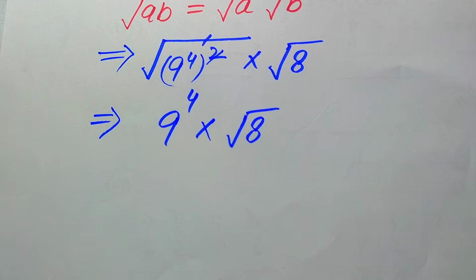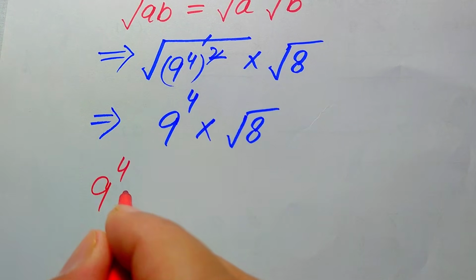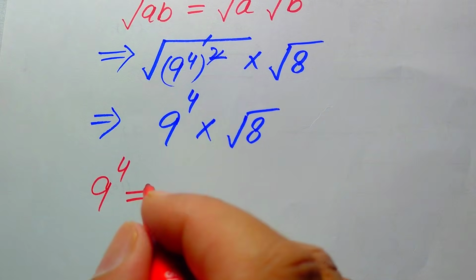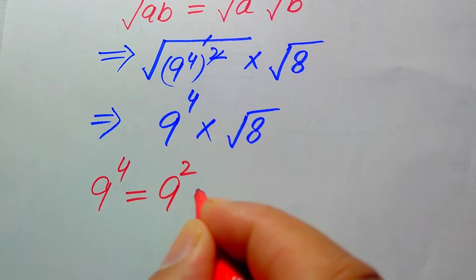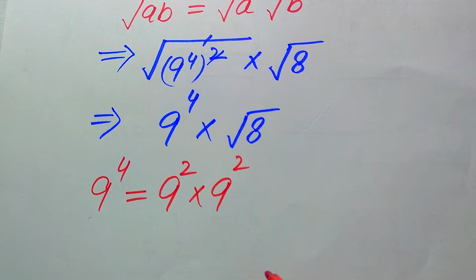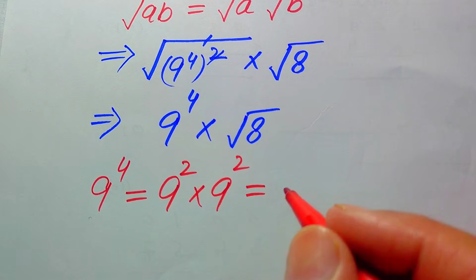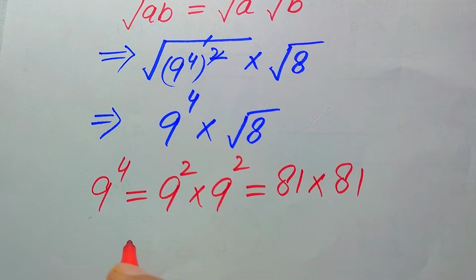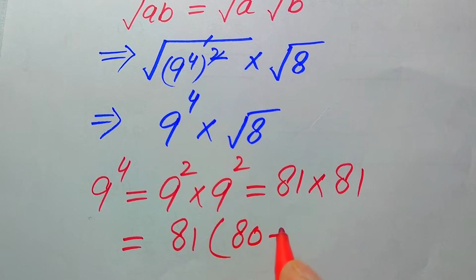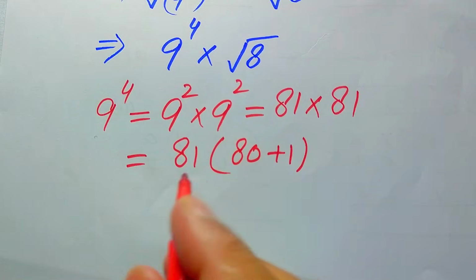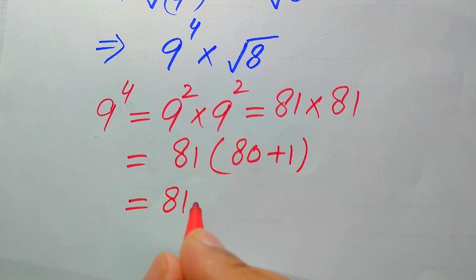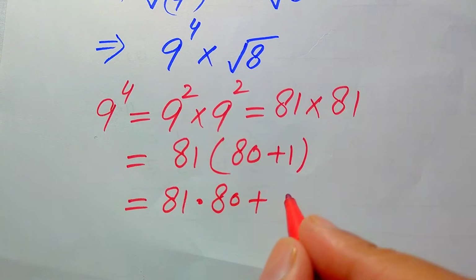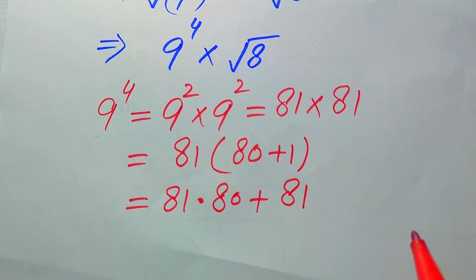In order to find the value of 9 to the power of 4, we first copy down this value here. The meaning of 9 to the power of 4 is that we multiply 9 to the power of 2 with 9 to the power of 2. Further, you see that 9 squared becomes 81 multiplied by 9 squared becomes 81, and here we break this 81 as 80 plus 1. Now we multiply 81 on both of these values, and we get 81 multiplied by 80 plus 81 multiplied by 1, which becomes 81.